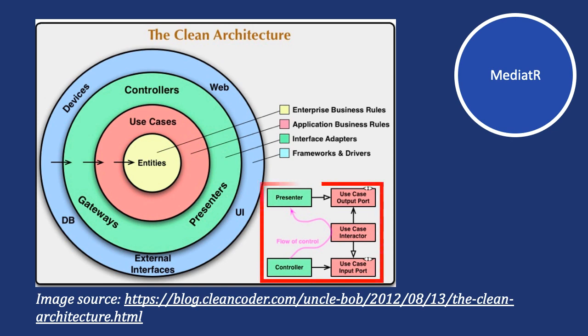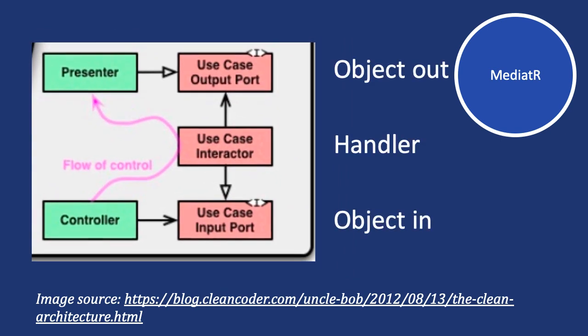And what we want to concentrate on is this area in the bottom right-hand corner of this particular diagram. And this is where MediatR comes in. The idea of MediatR is it takes an object in, handles it, does some logic processing on it, and spits an object out. And if we map these to the flow of control diagram that's included with this clean architecture, then we see the flow of control. It begins in the controller, it moves through the use case, and then winds up executing in the presenter.